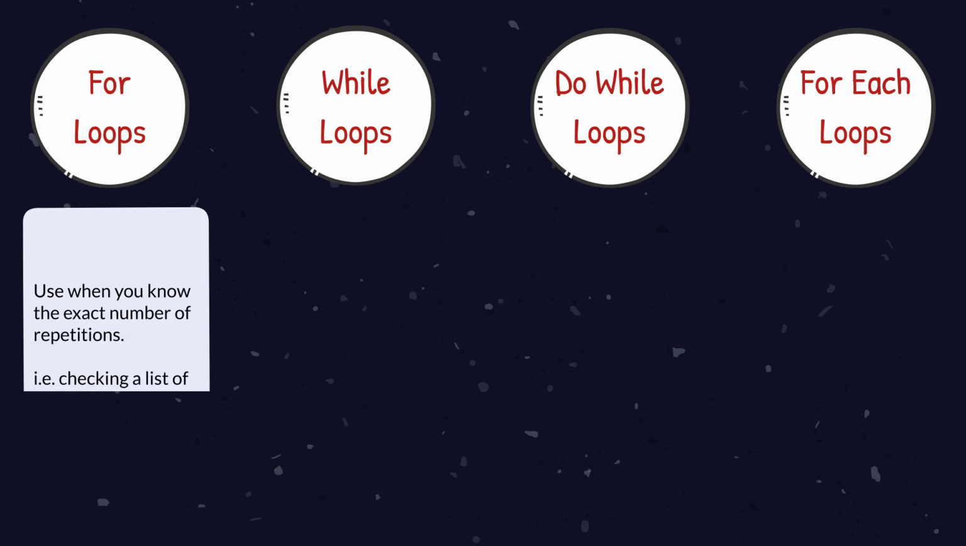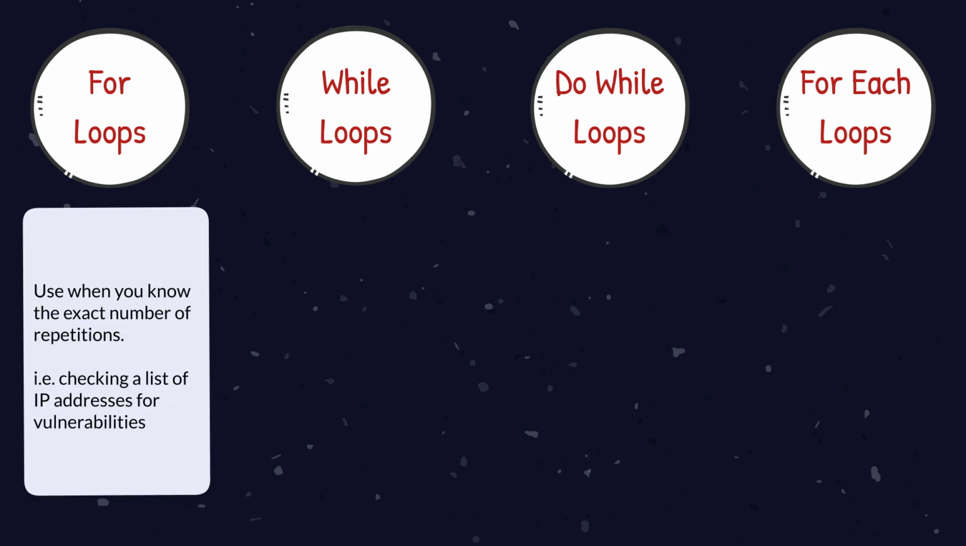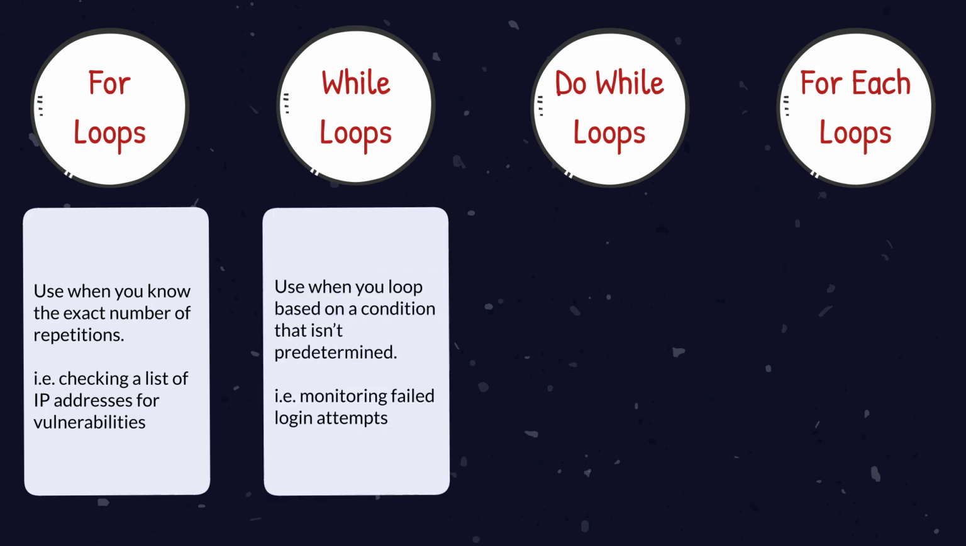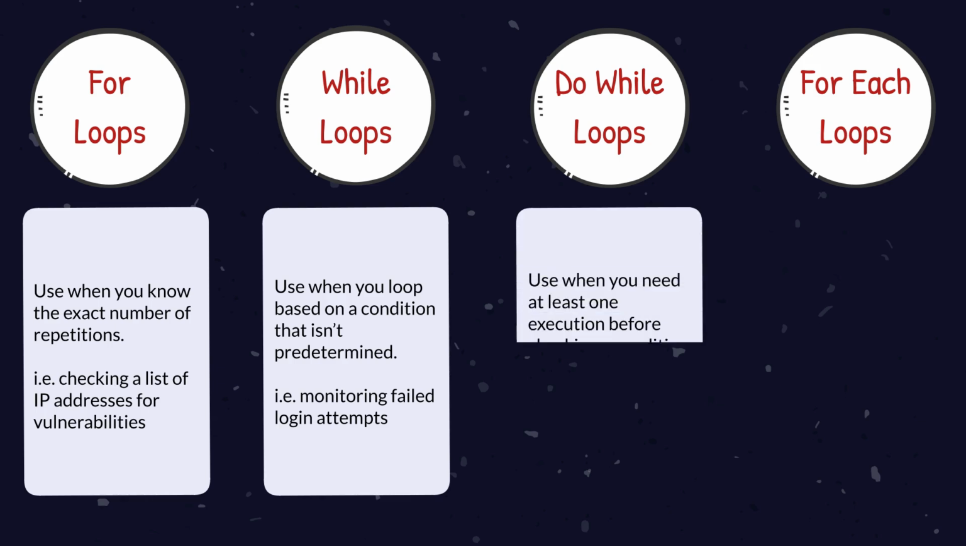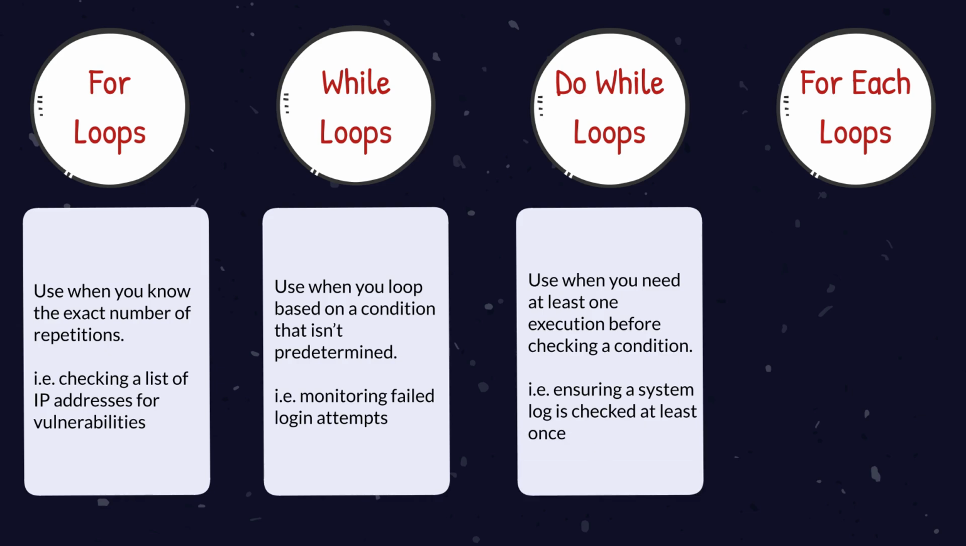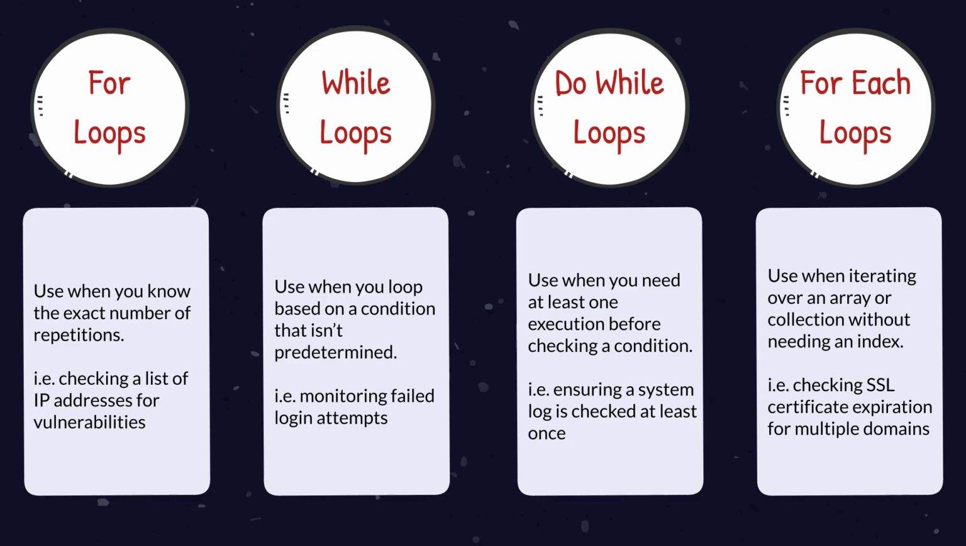For loops are ideal when you know the exact number of times you want a loop to iterate, while loops are best when you don't know in advance how many times the loop will need to run. Do-while loops are similar to while loops, except they always execute at least once before checking the condition. And for each loops are useful for iterating through collections like arrays and work similarly to for loops, but focus on processing each element directly.